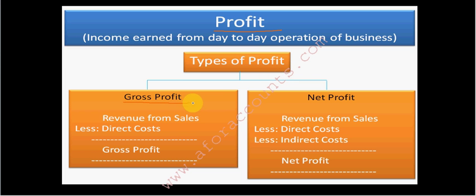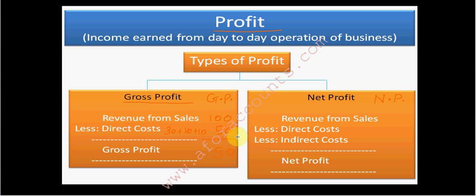One profit is called GP, that is gross profit, and the other is NP, that is net profit. Revenue from sales less your direct cost is your gross profit. I will give you an example. Say 100 rupees is my sales, and my direct costs are 30 rupees of purchase, 10 rupees of wages and salary, and 10 rupees of factory lighting. So 50 are your direct costs. So my gross profit will be 100 minus 50, that is 50.